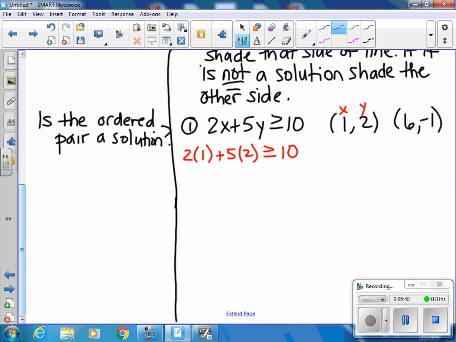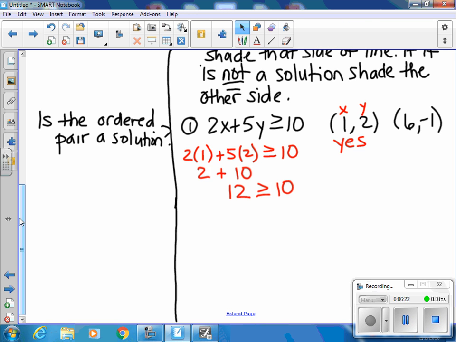If I follow order of operations, 2 times 1 is 2, 5 times 2 is 10, 2 plus 10 is 12. Is 12 greater or equal to 10? We say yes, so that is a true statement. Because it is a true statement, the ordered pair 1, 2 is a solution. And this is where you can have a whole bunch of solutions because it's not an equal sign. With an equal sign, you can only have one, but with an inequality sign, as long as it makes the statement true, then it'll work.